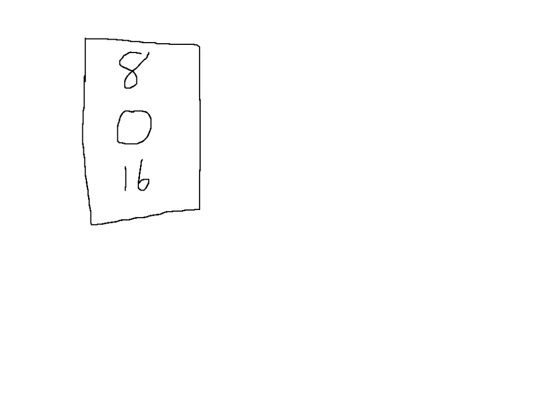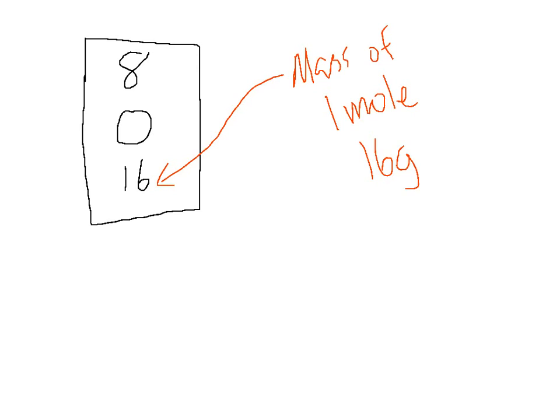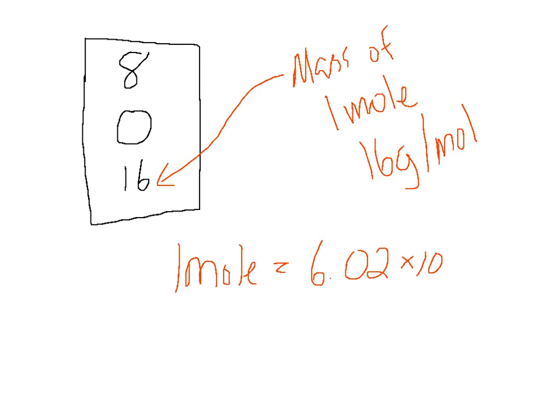Now the mass number tells us the mass of 1 mole of the substance. So in this case, 16 grams is how much 1 mole of oxygen weighs. Now a mole, if you remember, is just a unit of measure. 1 mole equals 6.02 times 10 to the 23rd. Now that's the same thing as a 6 with this many zeros.